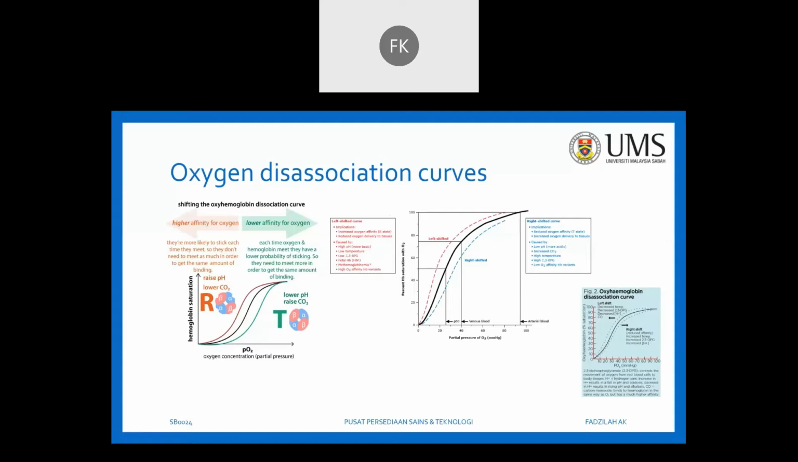Okay, more relaxed. But if it shifts to the right side, what causes it? Because of low pH. Low pH means more acidic. More acidic also indicates that the concentration of carbon dioxide in your blood is high. Low pH, increased CO2, and high temperature and high biphosphoglycerate. And then this sends the signal to the hemoglobin to dissociate the oxygen. Oxyhemoglobin will dissociate with oxygen because of the low pH and high concentration of carbon dioxide.